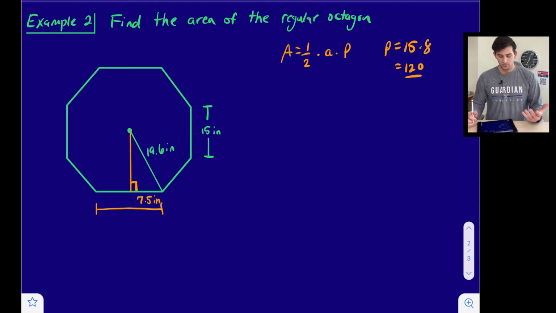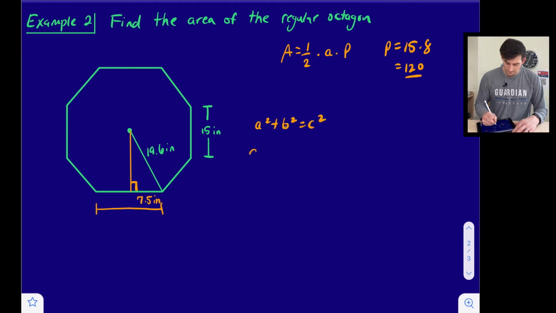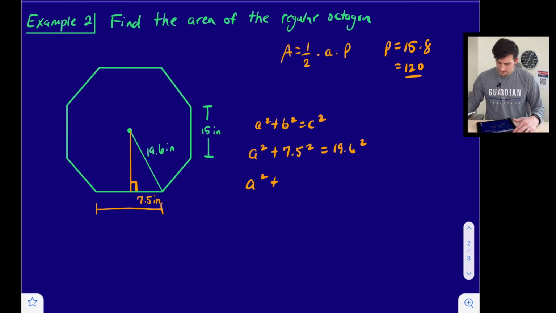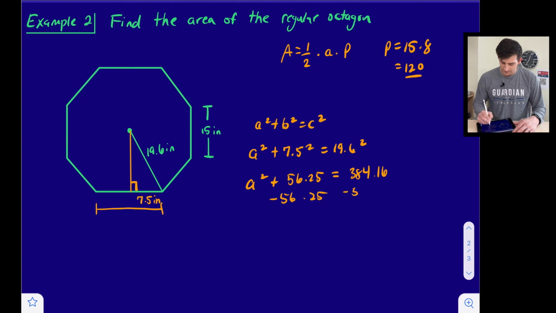So now to find our apothem, we can just use the Pythagorean theorem. We can say a squared plus b squared equals c squared. And we'll say a squared is our apothem, 7.5 squared equals 19.6 squared. So we'll do 7.5 squared and 19.6 squared. So now we have a squared plus 56.25 equals 384.16. So now let's move our 56.25 to the other side. So now we have a squared equals 384.16 minus 56.25.